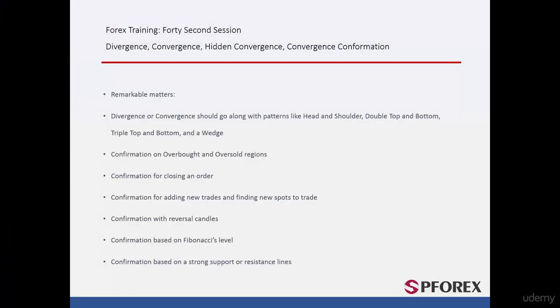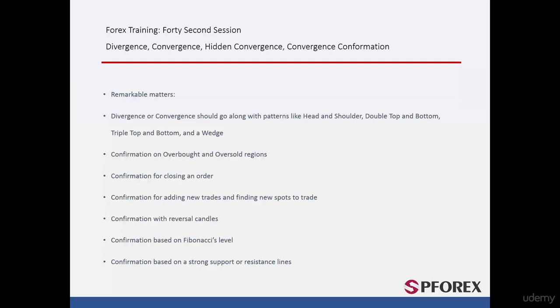A trader must consider some remarks if he or she intends to place an order by using divergence or convergence. Firstly, some reversal patterns such as head and shoulders, double top and bottom, triple bottom or wedge can confirm the convergence or divergence to place a successful order. Overbought and oversold can confirm the preferred order derived from convergence or divergence.